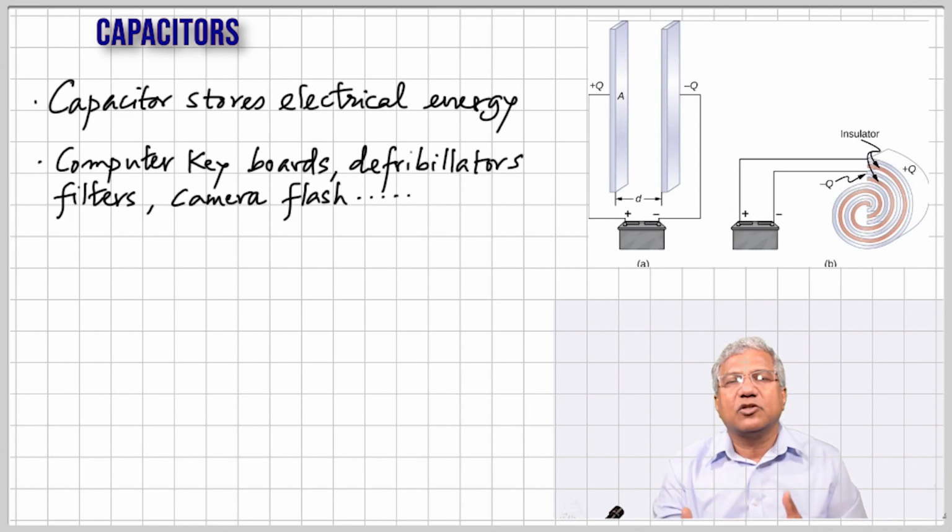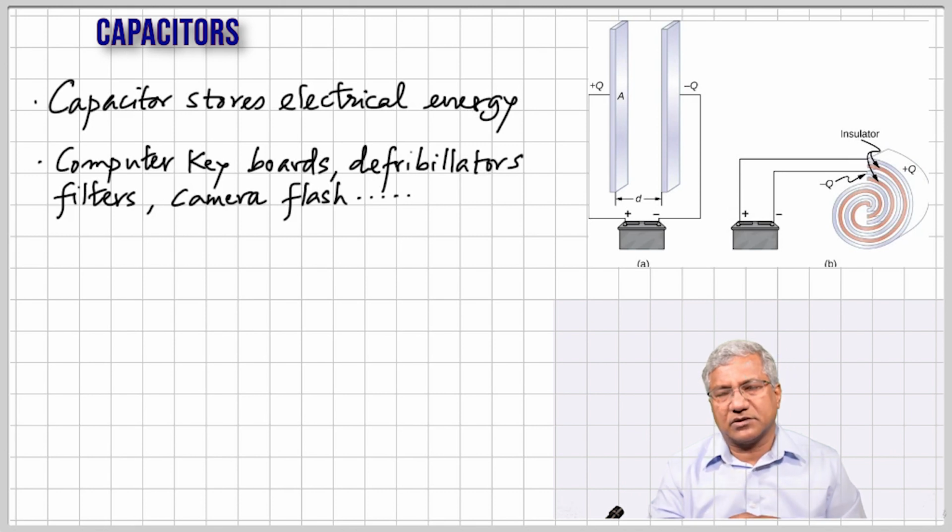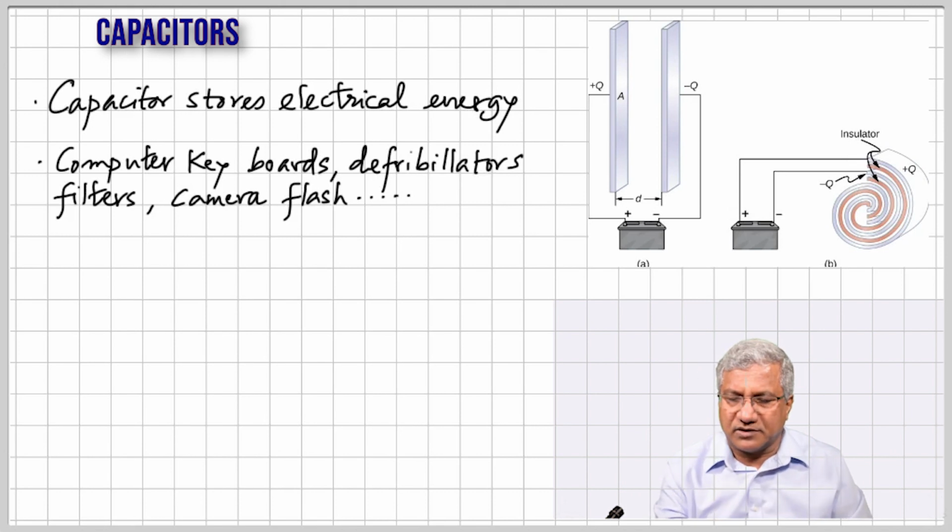Camera flashes, of course, use huge capacitors. Motors have capacitors with them. An air conditioner has a capacitor with it because it's a compressor, rather it's a motor kind of thing. So capacitors have a wide range of uses. So let's look at how a capacitor works.